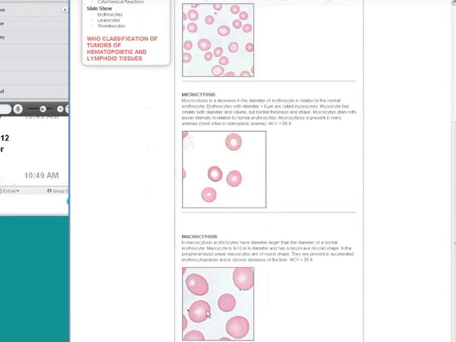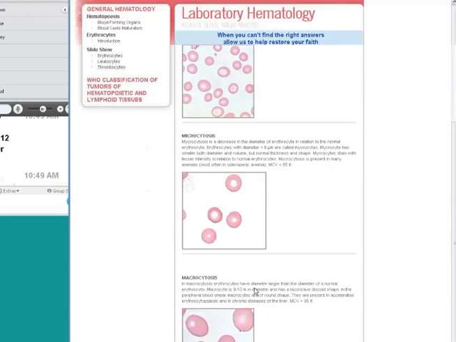Here's something called macrocytes again. All megaloblastic anemias show macrocytosis. So these persons had an MCV greater than 95. Maybe it was 105 easily.